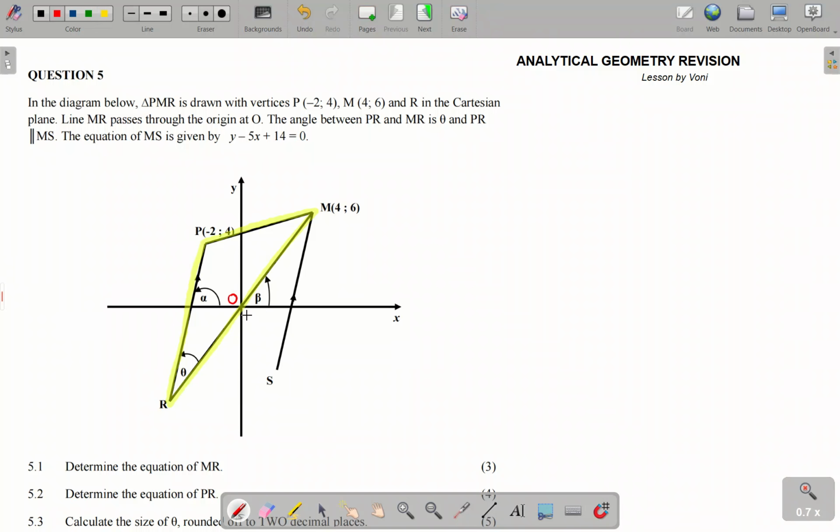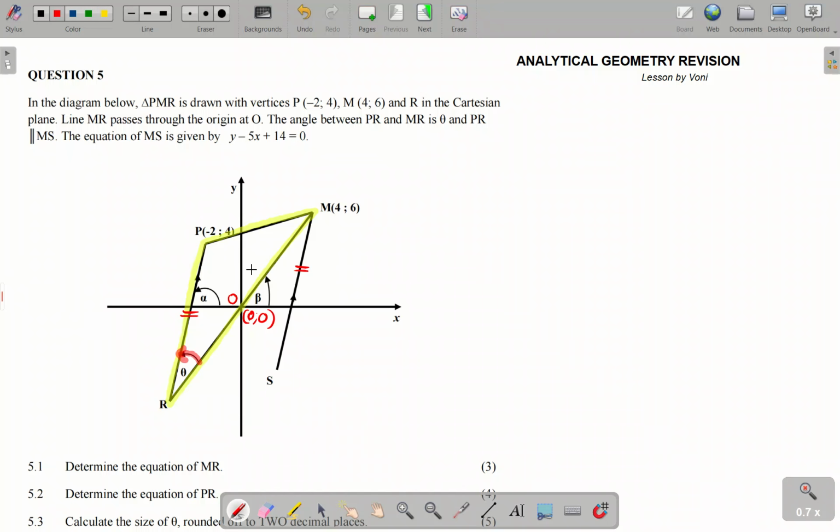You know that at the origin the coordinates are 0 and 0, for both x and y. Now they say that the angle between PR, this angle here, is given by theta. And PR is parallel to MS.